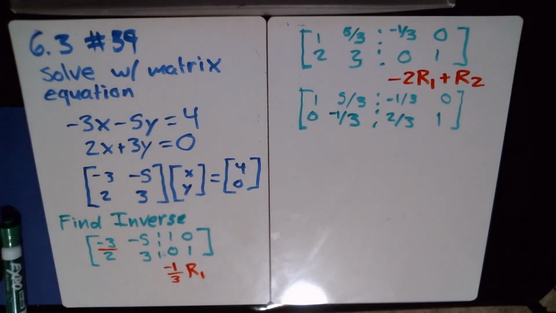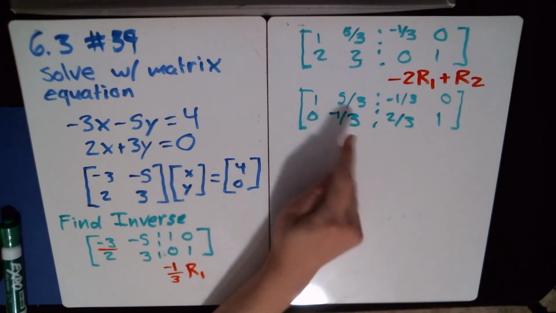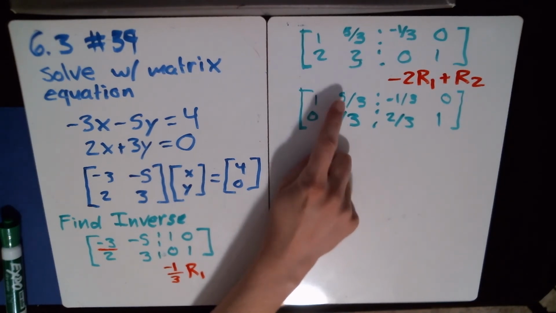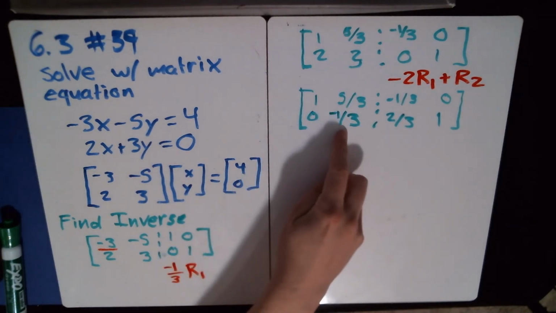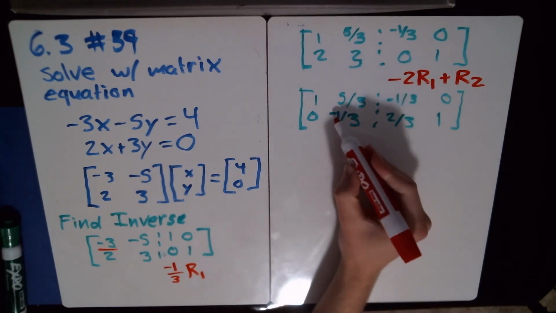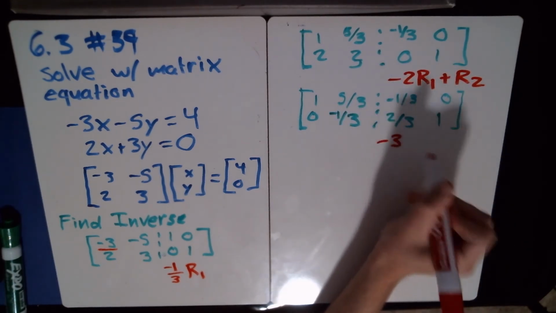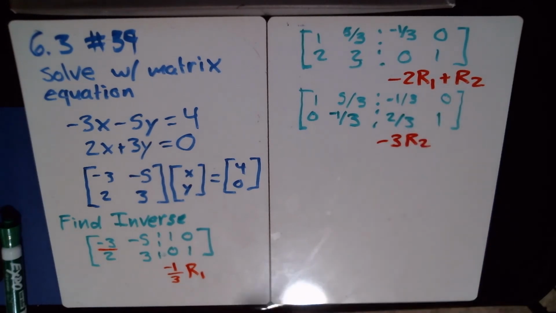Cool. So now I have a 0 here where I wanted there to be. I need a 1 here and then a 0 there. So let's start by getting the 1 there at the bottom. To get a 1, I need to times by negative 3 to get that to be a 1. So I'll just do negative 3 times row 2.